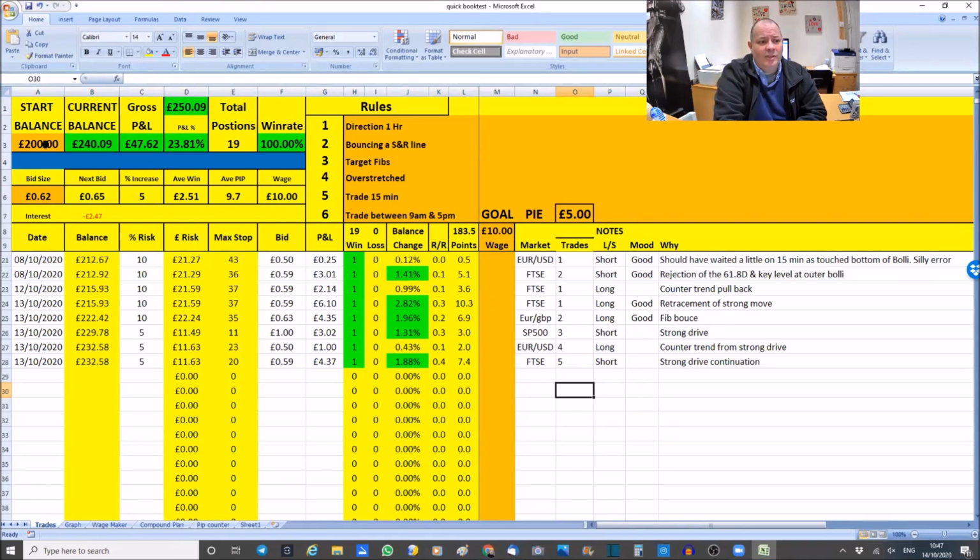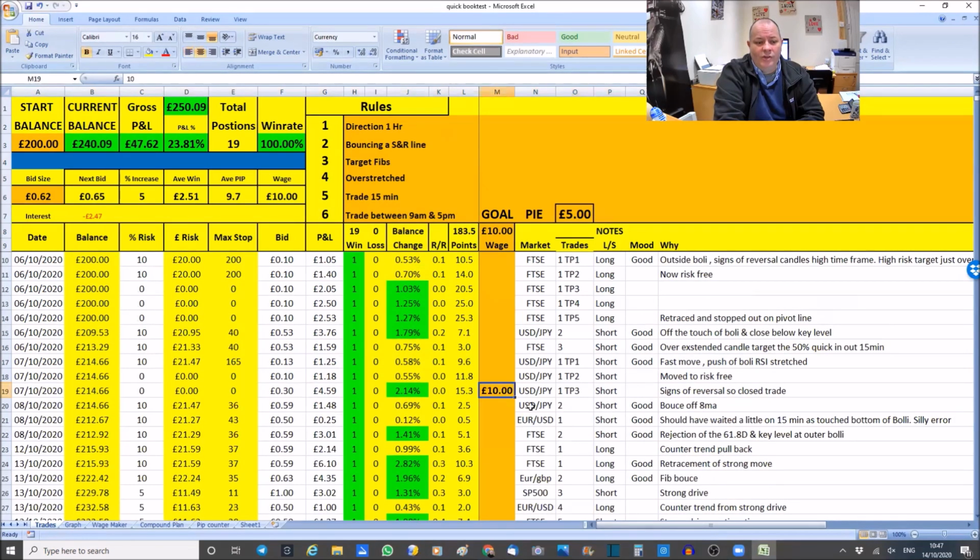We started with £200. The gross is 250.09, and you'll see my current balance is 240.09, because we withdrew £10, and that's what I recommend that you do with your profits. Take so much out. We're going to be taking out another £10 today. So for the first month, my balance has paid me 10%, and I've also grown the initial balance as well. We're also edging up the bids. We're currently at 62p.